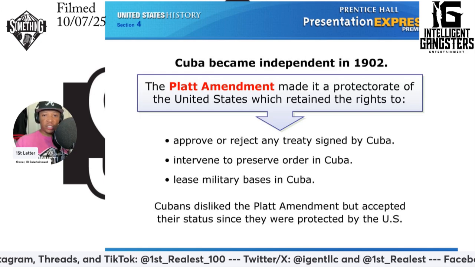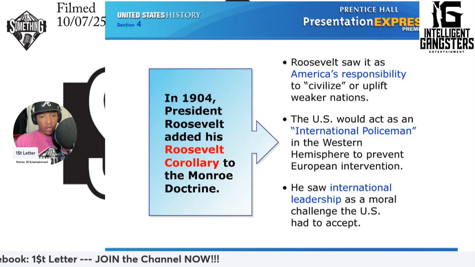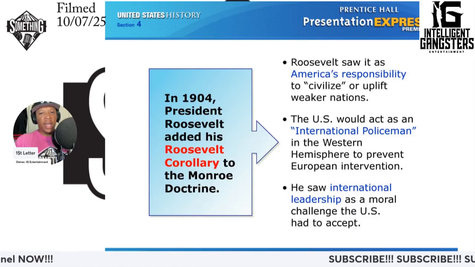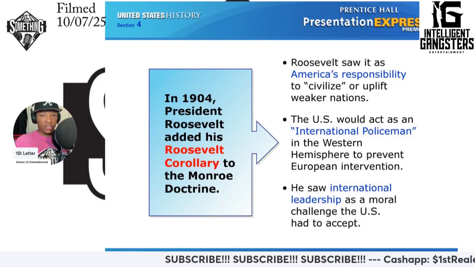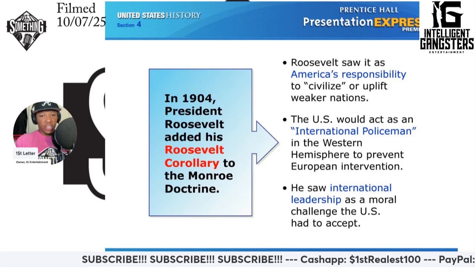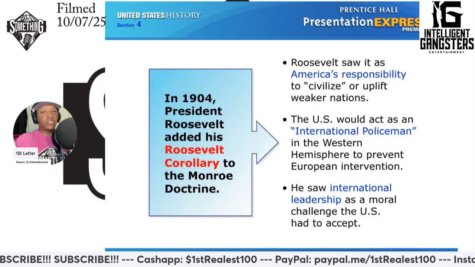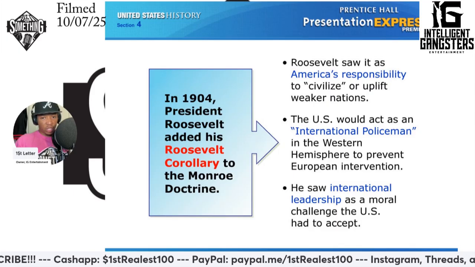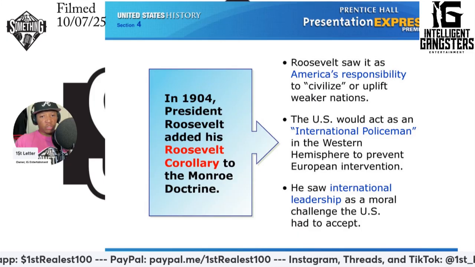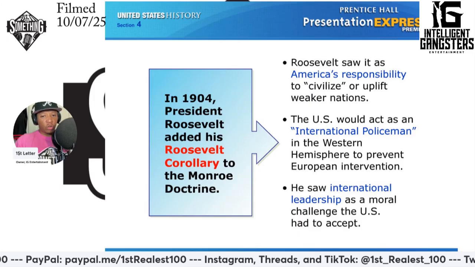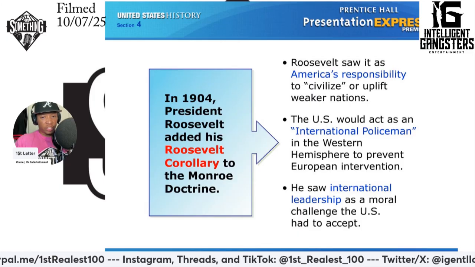the decisions. In 1904, President Roosevelt added his Roosevelt Corollary to the Monroe Doctrine. Roosevelt saw it as America's responsibility to quote unquote civilize or uplift weaker nations. The U.S. would act as an quote unquote international policeman in the Western Hemisphere to prevent European intervention.